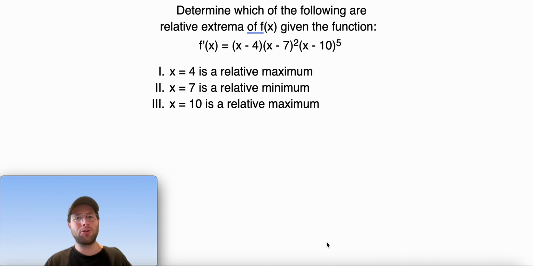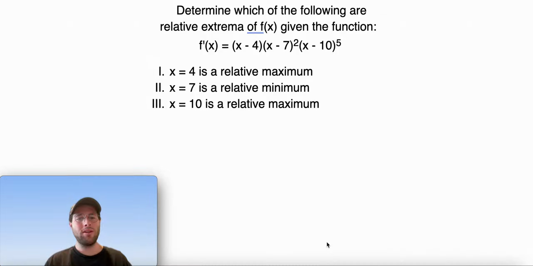In today's episode, we're going to be going over the following problem. Determine which of the following are relative extrema of the function f of x given the function f prime of x equals (x minus 4) times (x minus 7) squared times (x minus 10) to the fifth. And we're given three options here.